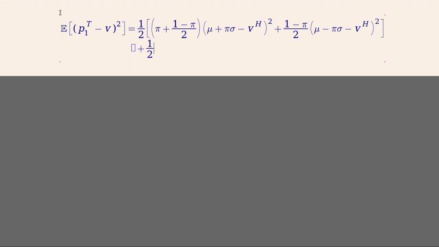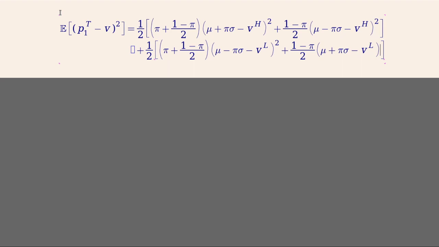And now we'll have the same bracket for the case when the value is low. In that case, with probability pi plus 1 minus pi over 2, we have a sell order, so the price is mu minus pi sigma, and the asset value is VL plus 1 minus pi over 2 mu plus pi sigma minus VL over 2. Okay.